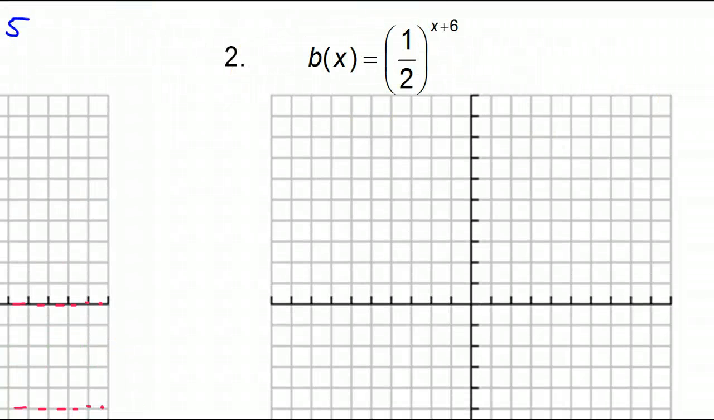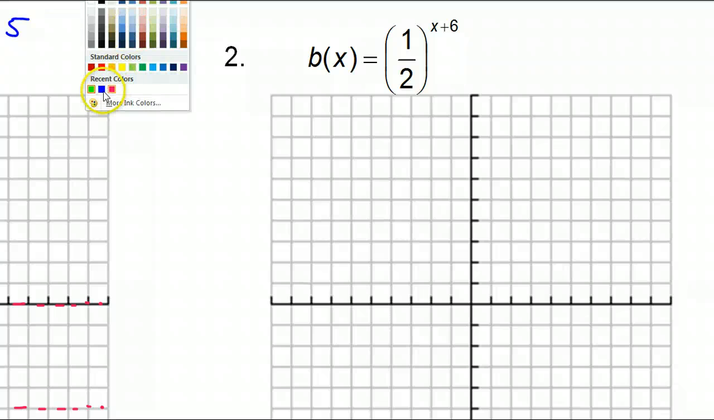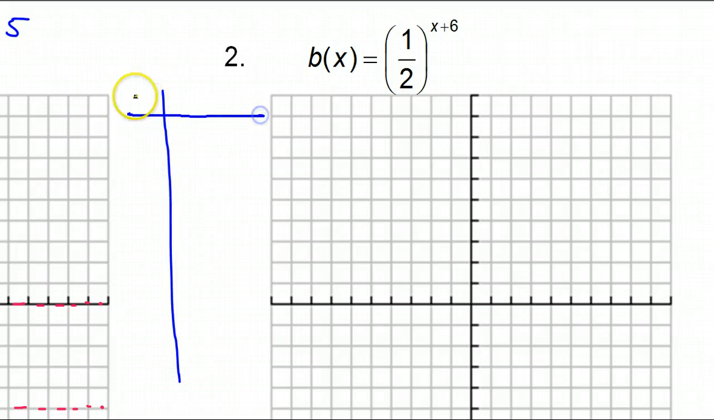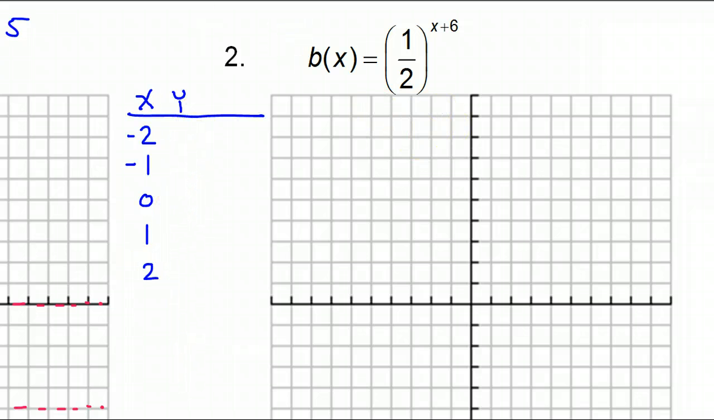So let's do problem number 2. First, let's make our little table of values. Okay, so x and y. So once again, I will do my -2, -1, 0, 1, and 2. All right, I think I made that too big.